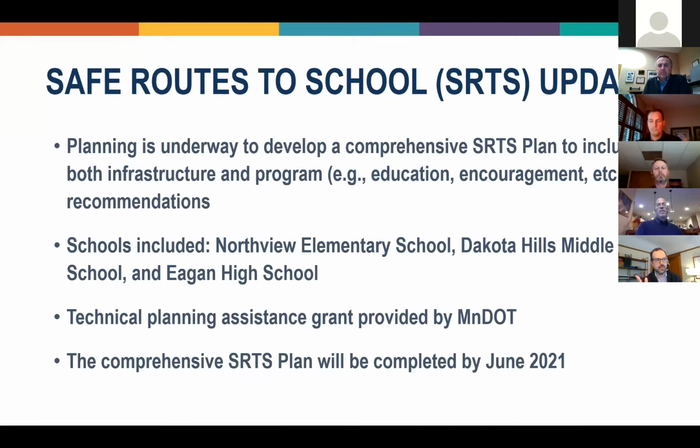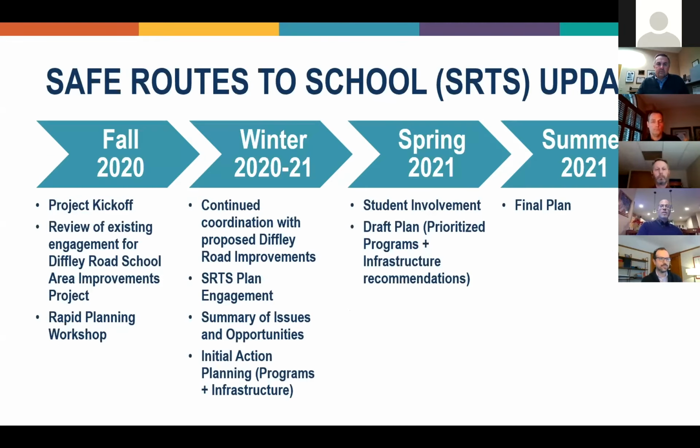And by program, we mean things such as education, encouragement, evaluation, programs to complement infrastructure. So the plan is meant to be comprehensive for the schools of Northview Elementary, Dakota Hills Middle School, as well as Egan High School. And the plan will be completed by June of 2021. And Chris, on the next slide, is an overall schedule at a glance.